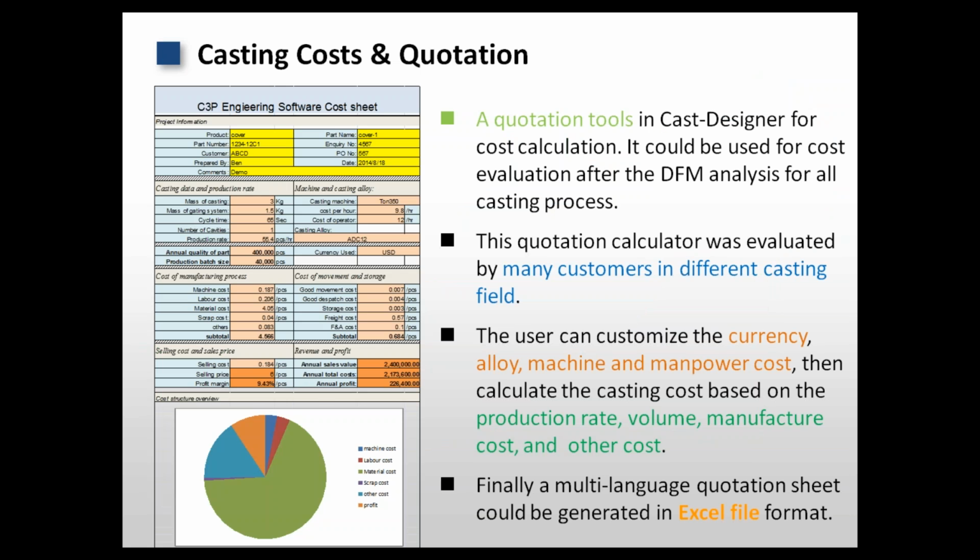And when you finish the calculation, we could generate a quotation sheet in Excel file format. It'll look just like the left picture. So you will find out the costs, the currency, the alloy, the machine, and the manpower cost, all that kind of information. And you could of course export the sheet in a multi-language format. So this is what we could do in the quotation module.